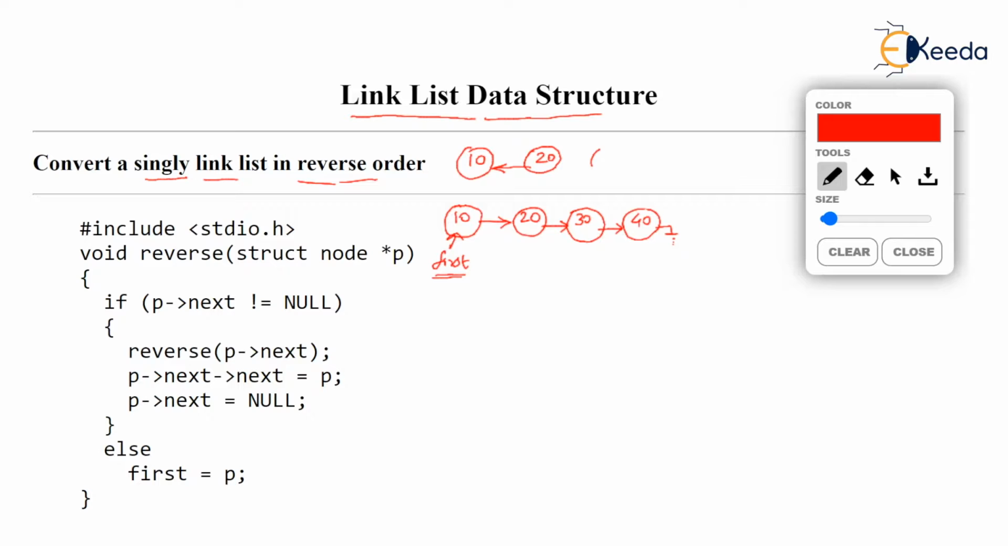And 20's next was pointing to 30, but now 30's next will point to 20, and 30's next was pointing to 40, but now 40's next will point to 30. Also, the first pointer, which was pointing at 10, will now point at 40. So the last node 40 will become the first node. And most importantly, 10's next will be null, indicating that 10 will now be the last node. So that's how we are going to convert the linked list in reverse order.